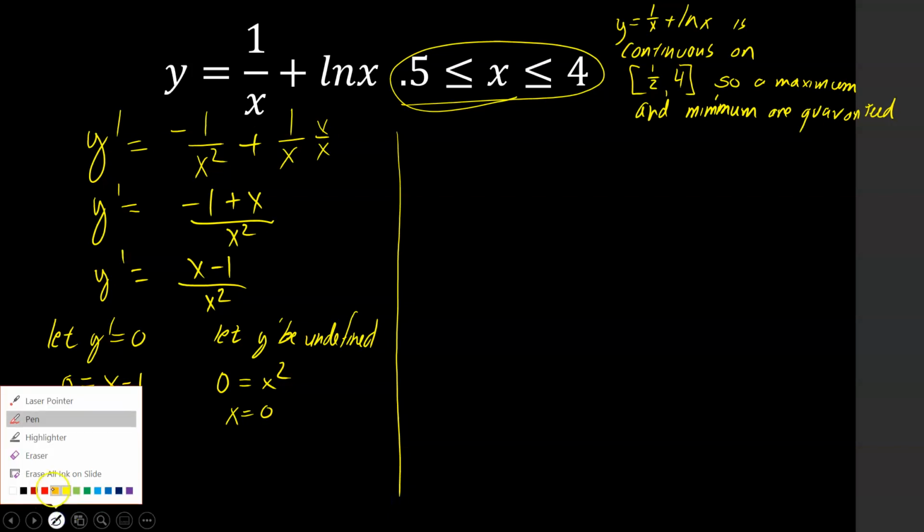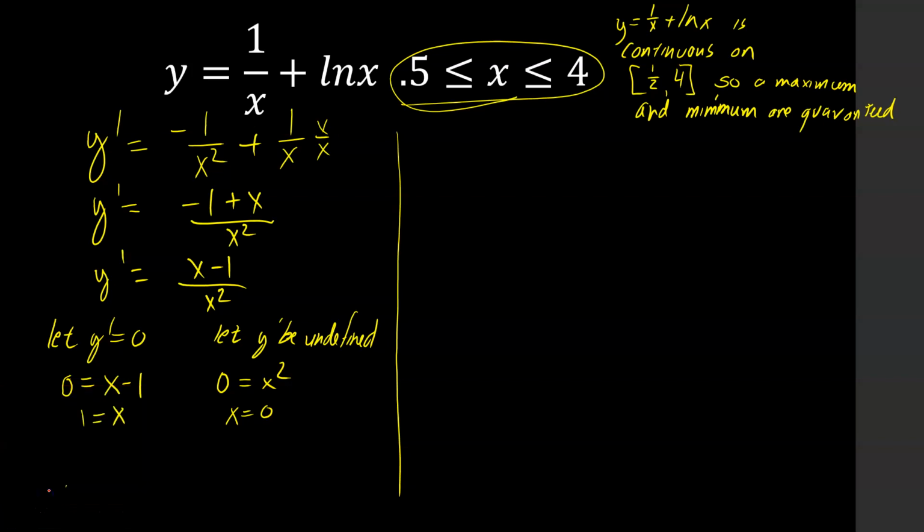Where's my color? Red. Okay. So after we find the critical values, we're going to substitute critical values and endpoints into our function. So x is equal to 1/2. That's going to be y equals 1 over 1/2 plus natural log of 1/2. So that's going to be y is equal to 2 plus the natural log of 1/2. I'm going to write 1/2. I like that better. Okay, I hope we figure something out because I have no idea how big that thing is.